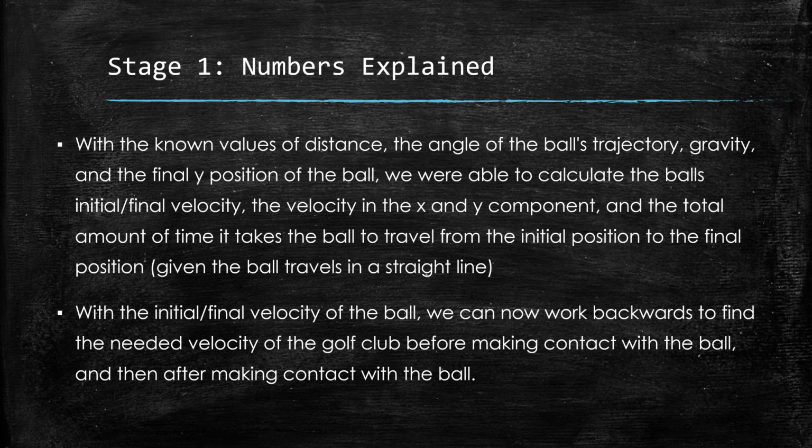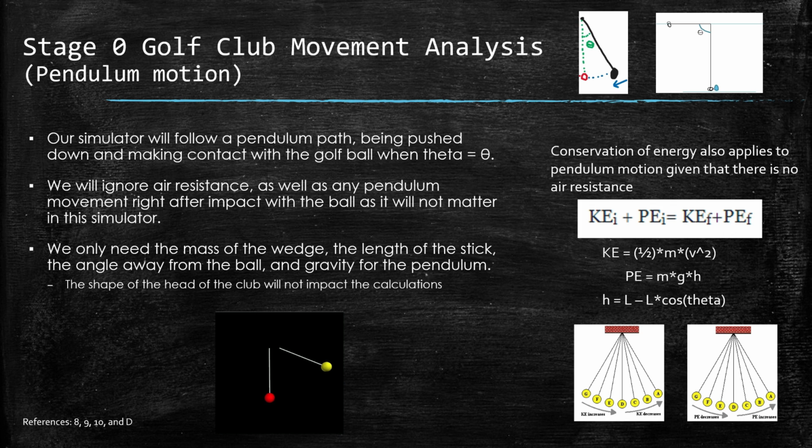It's a weird way to approach it, but mathematically, this is the easiest way. Here we have the golf club movement analysis. Our simulator follows a simple pendulum path. We will be ignoring what happens to the golf club after it hits the ball, and we won't be including air resistance. The only thing that we need is the mass of the wedge, the length of the stick, the angle away from the ball, and the gravity acting on the pendulum.